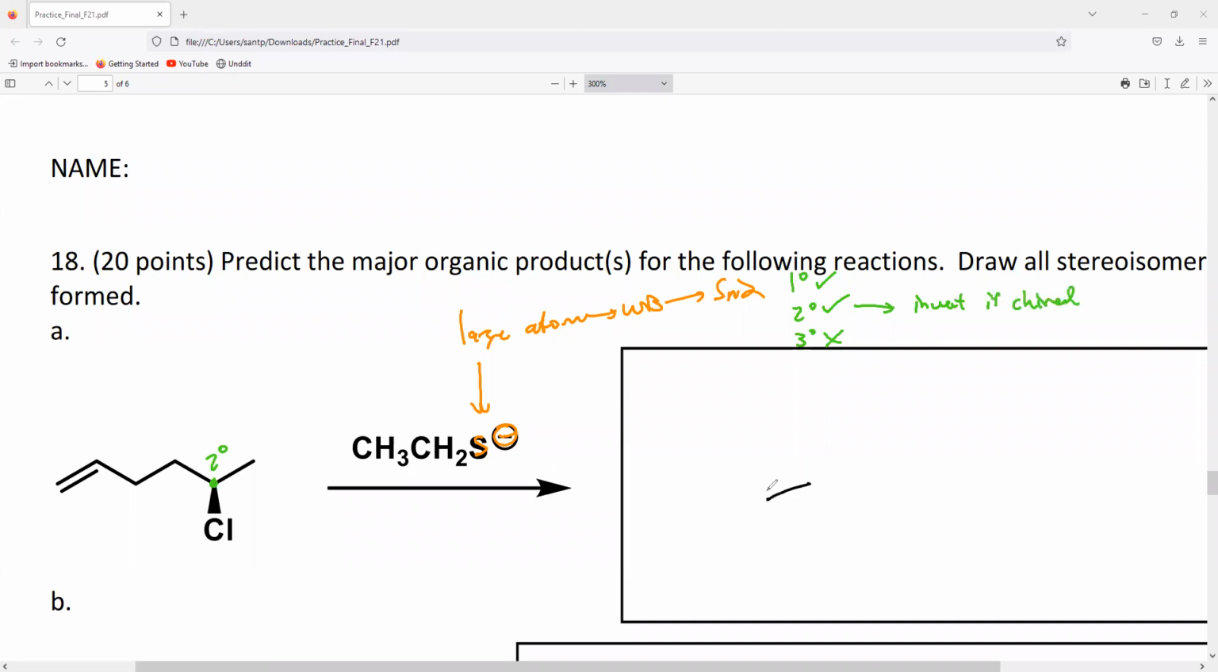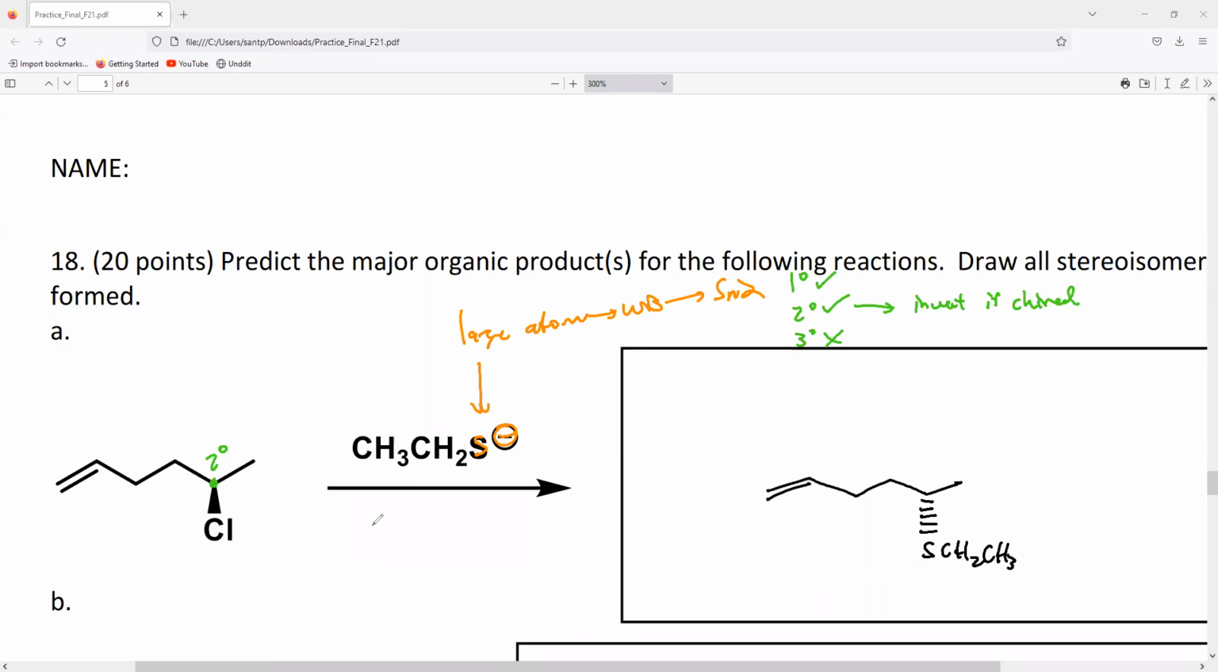So I can draw practically all the same stuff. Sulfur is going to backside this wedge. So what's the back of the wedge? It's the dash. So we're going to have a dash bond here, and sulfur is going to add just like that. I'm sorry, CH2, CH3.